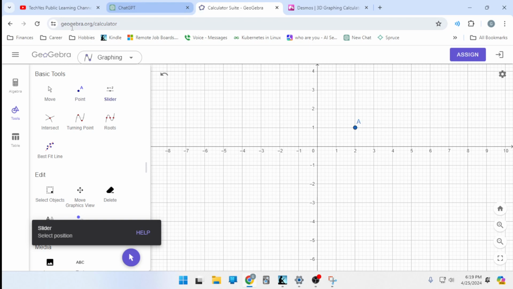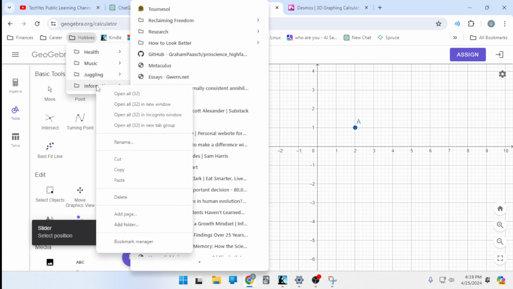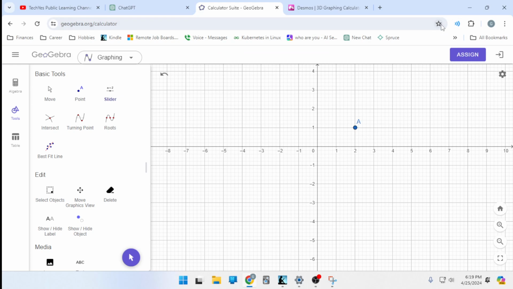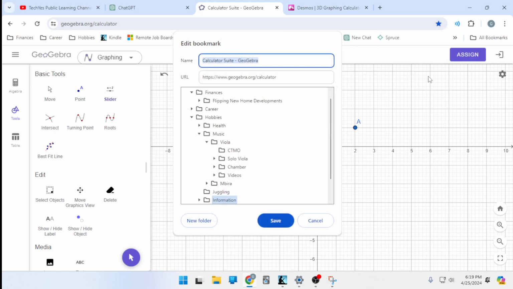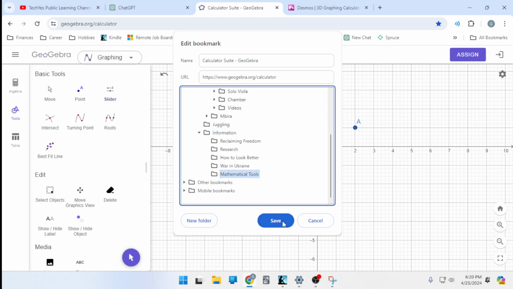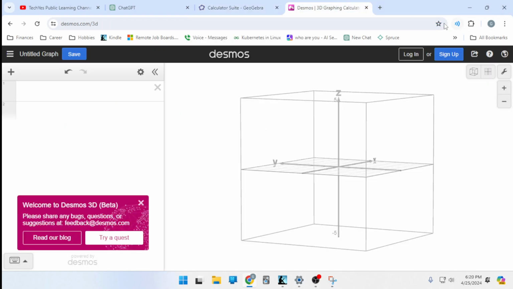You know what? In my hobbies, one of my favorite hobbies is information. So I'm gonna make a new folder in that and call it mathematical tools, because I just want to be the kind of person that bookmarks mathematical tools.